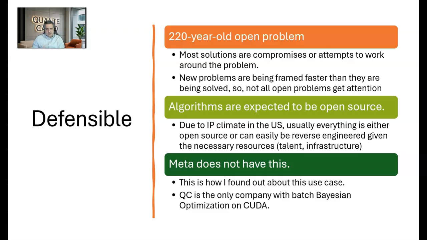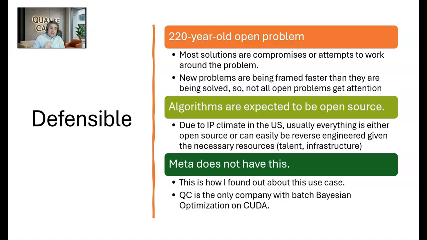It's important for me to mention why this technology is defensible. One, it's the result of solving a 220-year-old open problem in the field of probability and statistics. Most problems that have been open for long, people stop actually trying to solve them and then they work around them. That's what I mean: most solutions or attempts to solve this problem are compromises that are inferior. Algorithms are usually open source. People expect them to be open source, so it's uncommon for an algorithm to be a marketplace advantage.